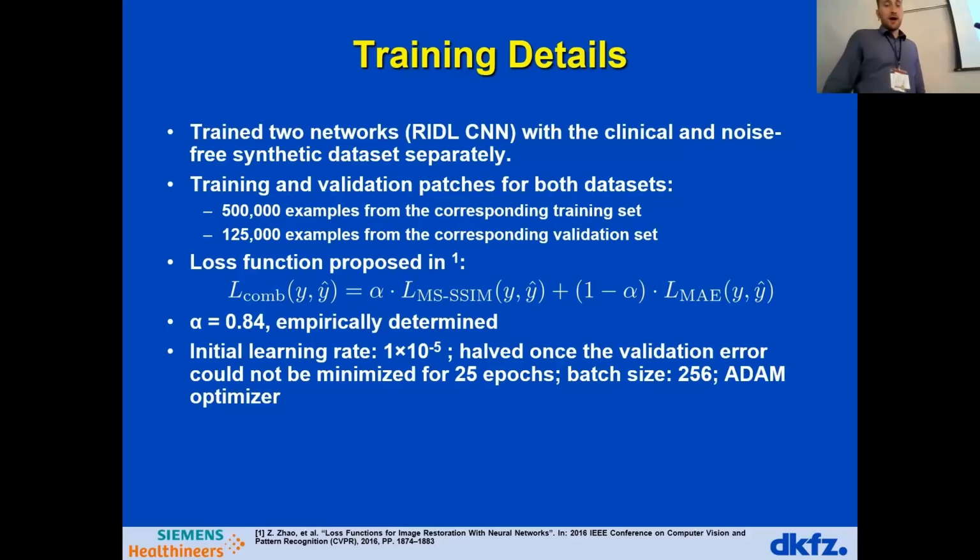We used a combined pixel-wise loss function consisting of the mean absolute error and the structural similarity index. The initial learning rate was set to 1 times 10 to the -5, and we used an early stopping regularization as well.